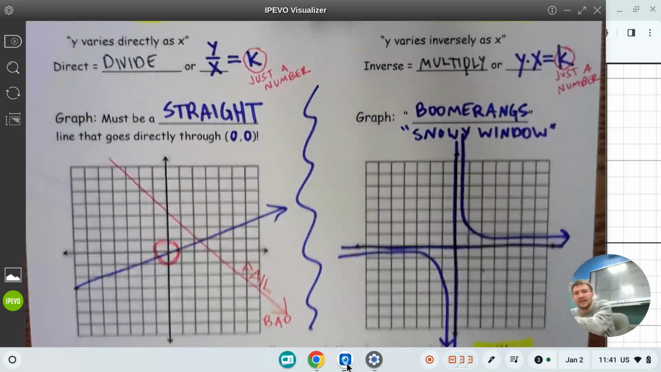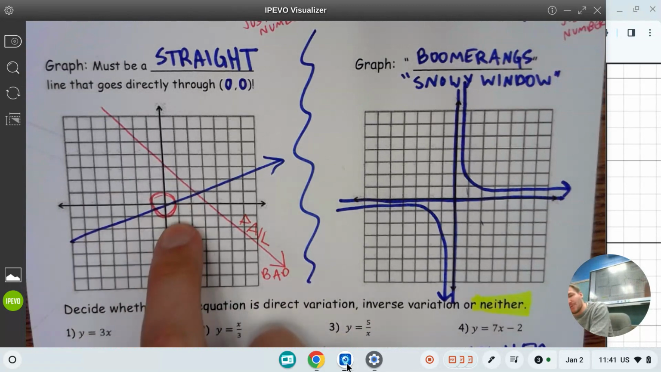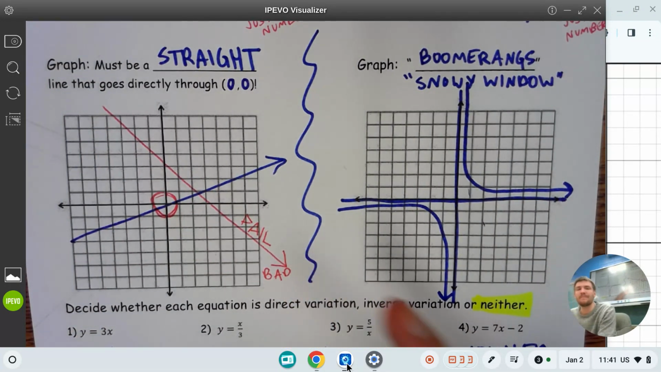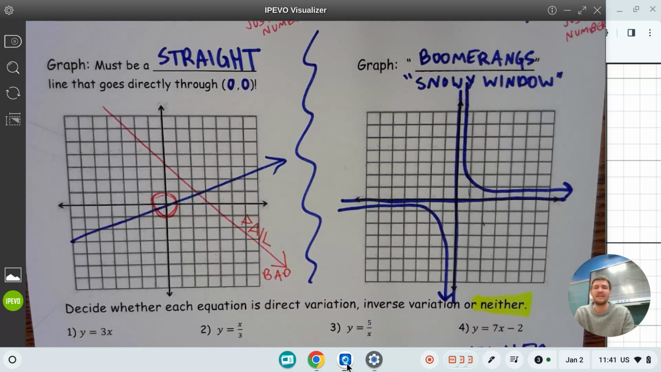Just a reminder, you have to go through the origin for a direct graph. If you don't, even if you're a straight line, you are still a fail.